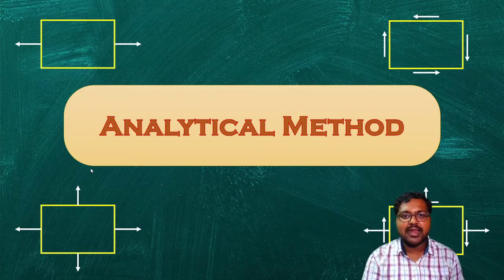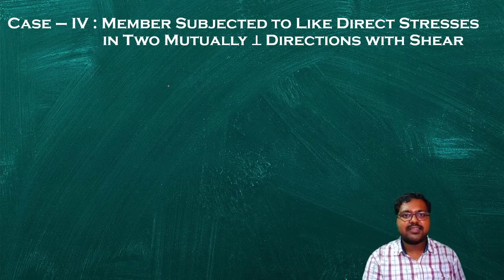Hello everyone, welcome back. In this video, let us discuss case 4 in finding out the normal and tangential stresses acting in an oblique plane using the analytical methods, where a member is subjected to both direct forces and a shear force. Case 4 is a member subjected to direct stresses which are mutually perpendicular in direction and accompanied by a shear stress.